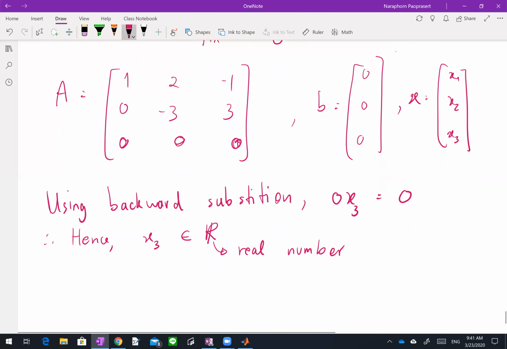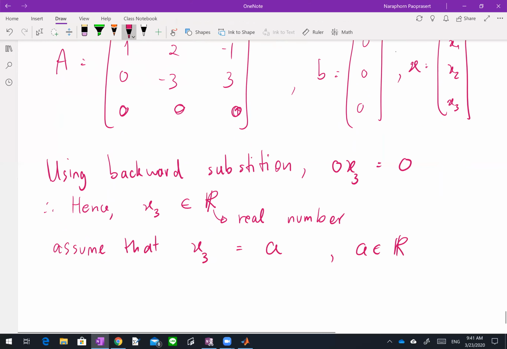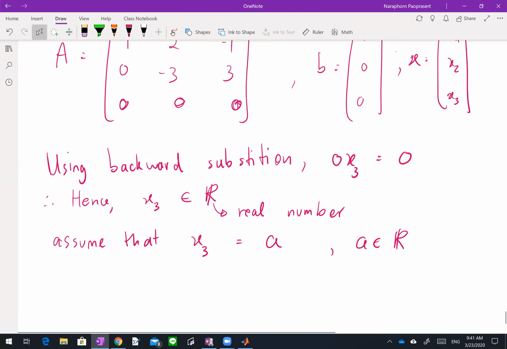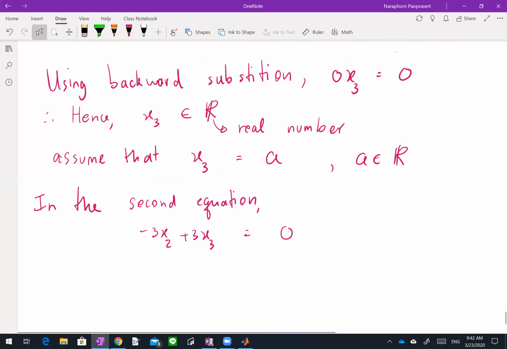So in this case, let's assume that x3 is just any a, which is any real number. So if x3 is any a, then moving up one equation above, in the second equation you have minus 3x2 plus 3x3 equals 0. You plug in x3 equals a, then you have minus 3x2 plus 3a equals 0.